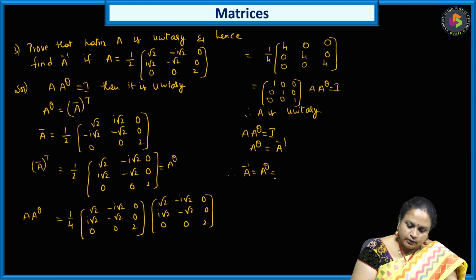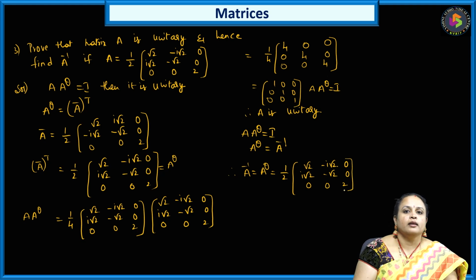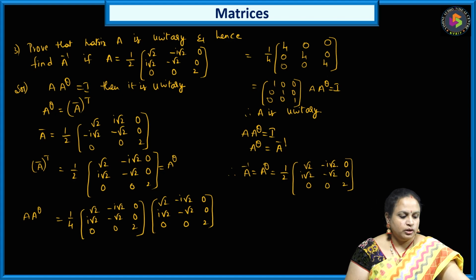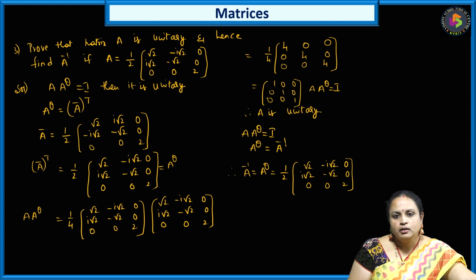And what is that equal to? We have written it here. A power theta, that is 1 by 2 into root 2, minus I root 2, 0; I root 2, minus root 2, 0; and 0, 0, 2. Understood? Clear, everybody? We have first shown that the given matrix is a unitary matrix, and also we have calculated A inverse.